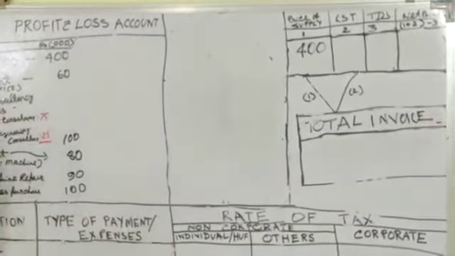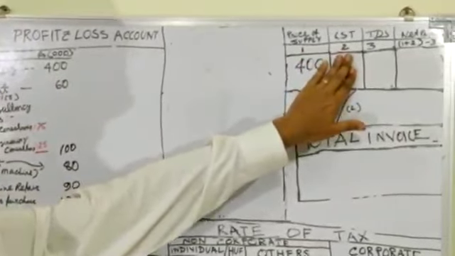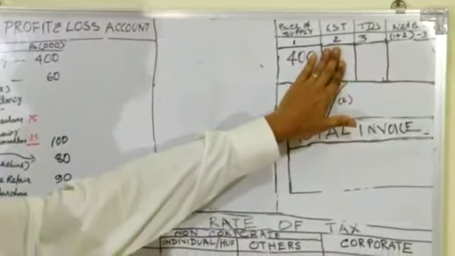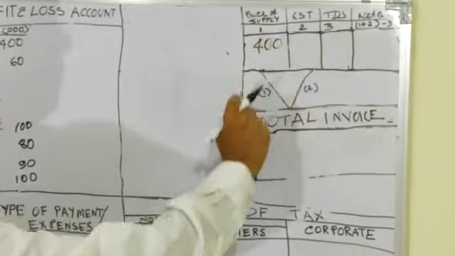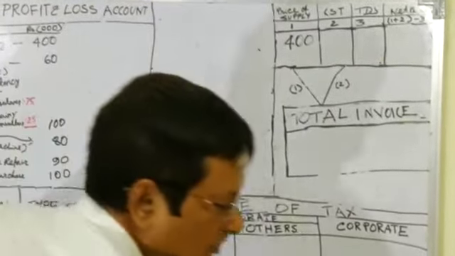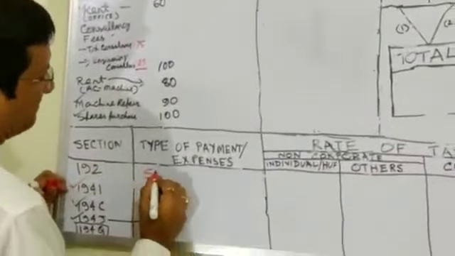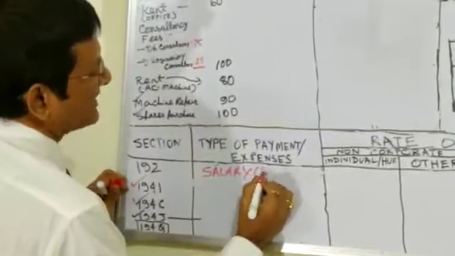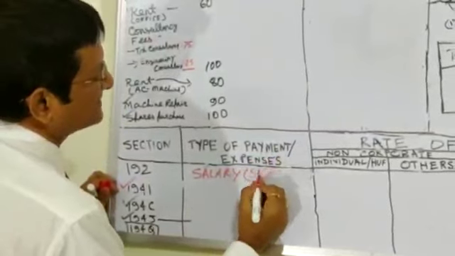Now, on salary, there will be no GST. Why no GST? When GST will be applicable, we will discuss in detail in the GST class. Now, on this salary, what will be the rate of TDS? For salary, the rate of TDS will be as per the slab rate.